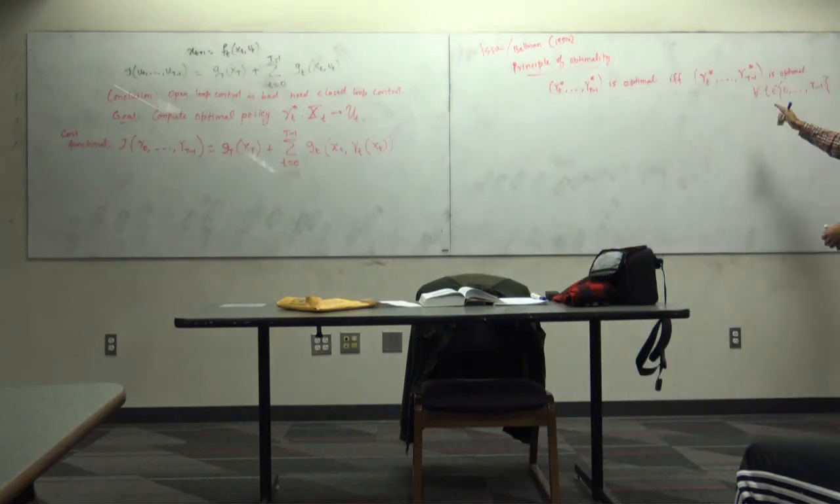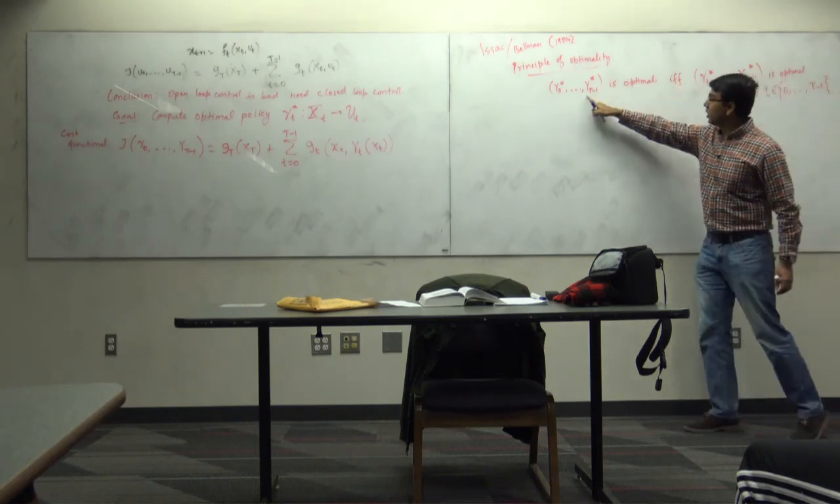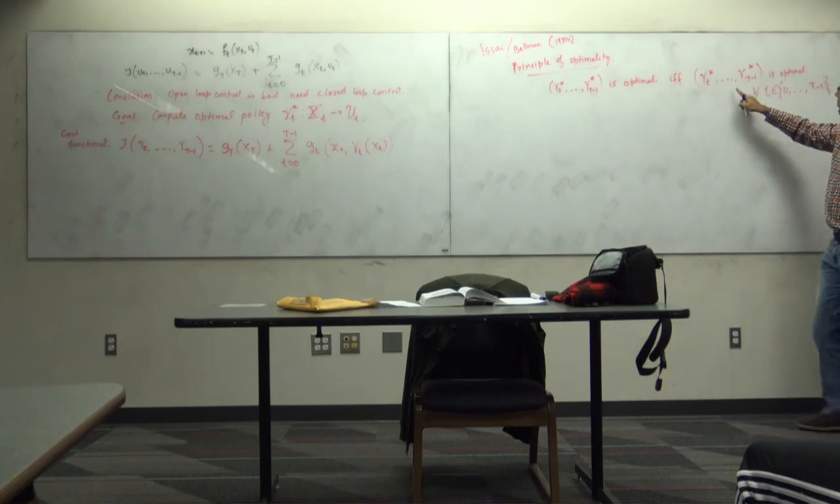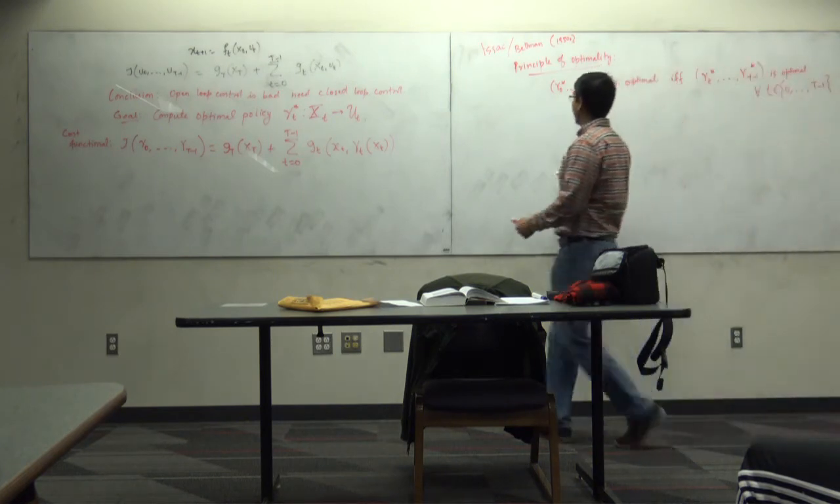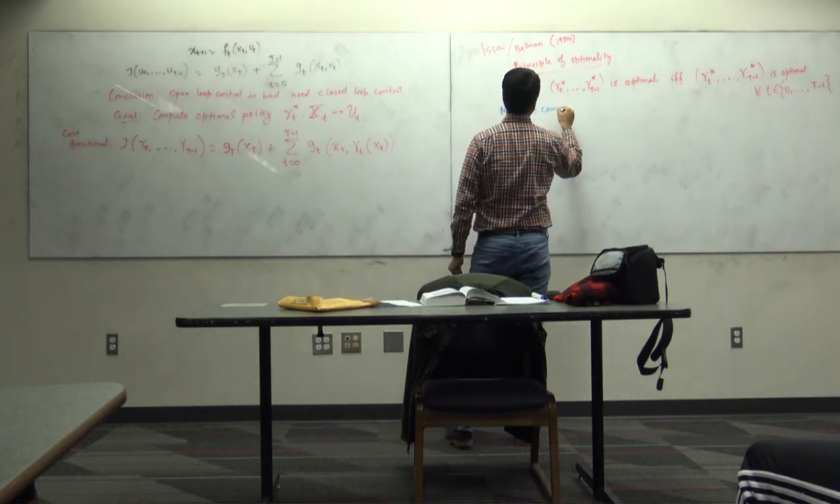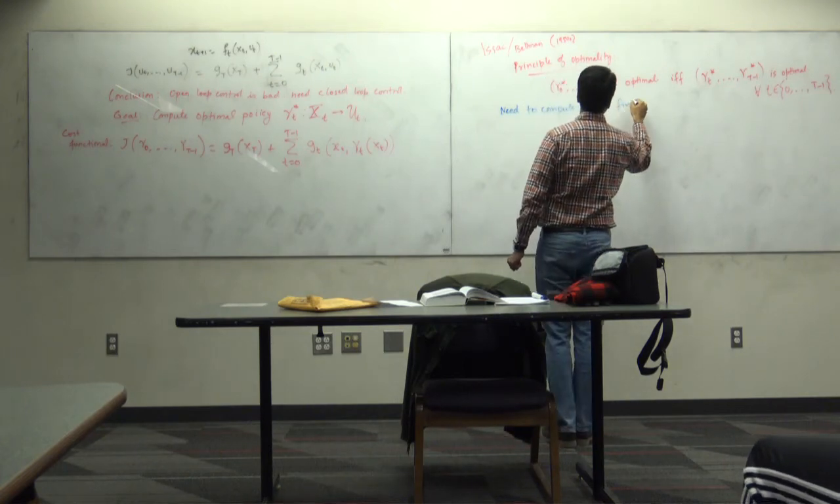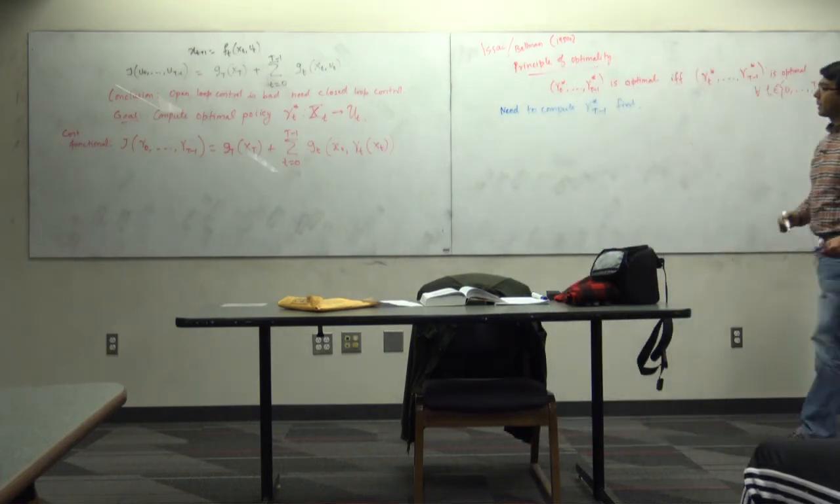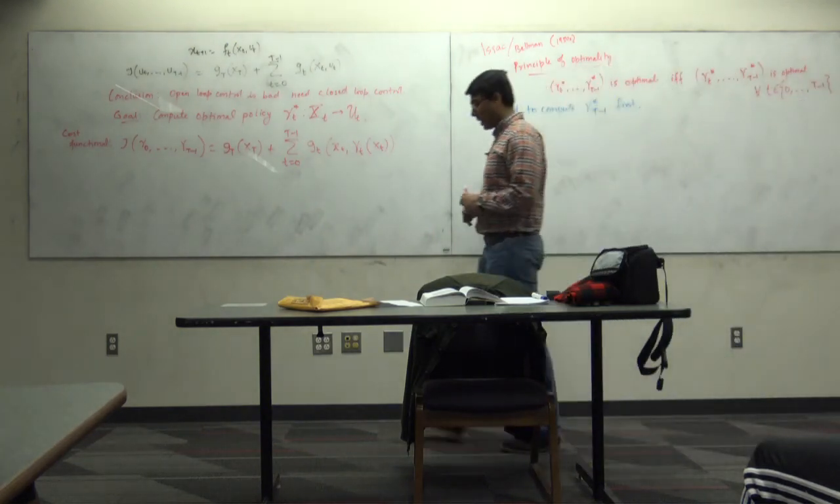So this is an if and only if condition. I want to find this optimal policy. So I'm going to apply the reverse part of it, starting from t equals capital T minus 1, going all the way to t equals 0. So I need to compute gamma star T minus 1 first.